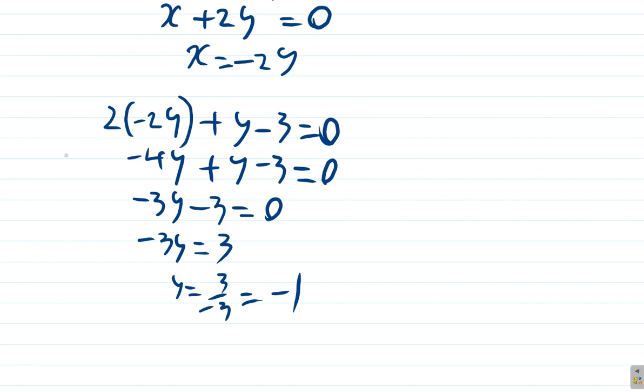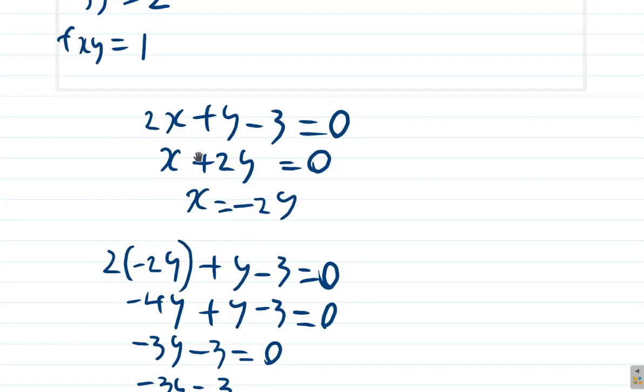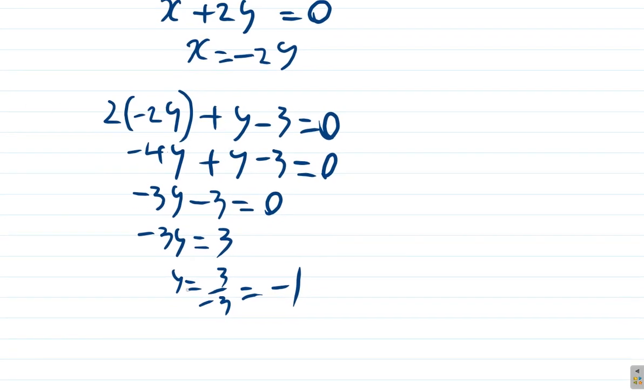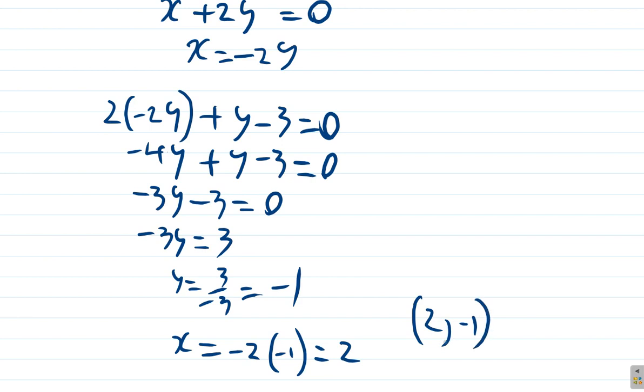Now when y is negative 1, we could substitute it here, where we have x is equal to negative 2y. y is negative 1, so we'll put negative 1 here. So x is negative 2 times negative 1, which is 2. So the coordinates of the stationary, the critical point is x equals 2, y is negative 1. Alright? 2, negative 1.